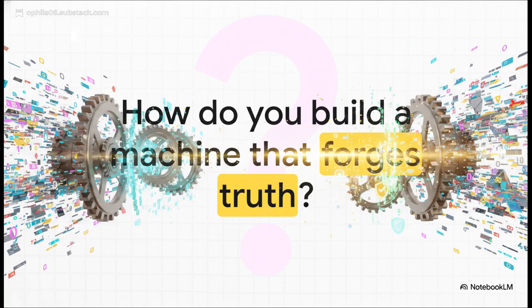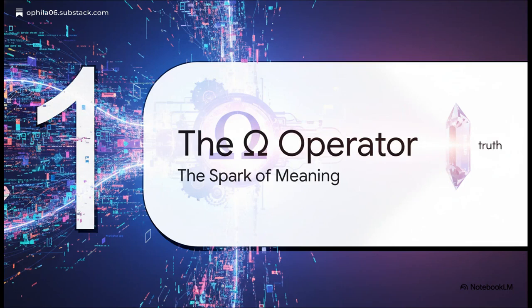So that brings us to the million-dollar question, doesn't it? How on earth do you build a machine that can actually forge a single solid truth out of all the noise and chaos of raw data? All right, let's get into the guts of this thing. The whole journey, from messy data to solid truth, it all starts with one incredibly powerful component, the omega operator.